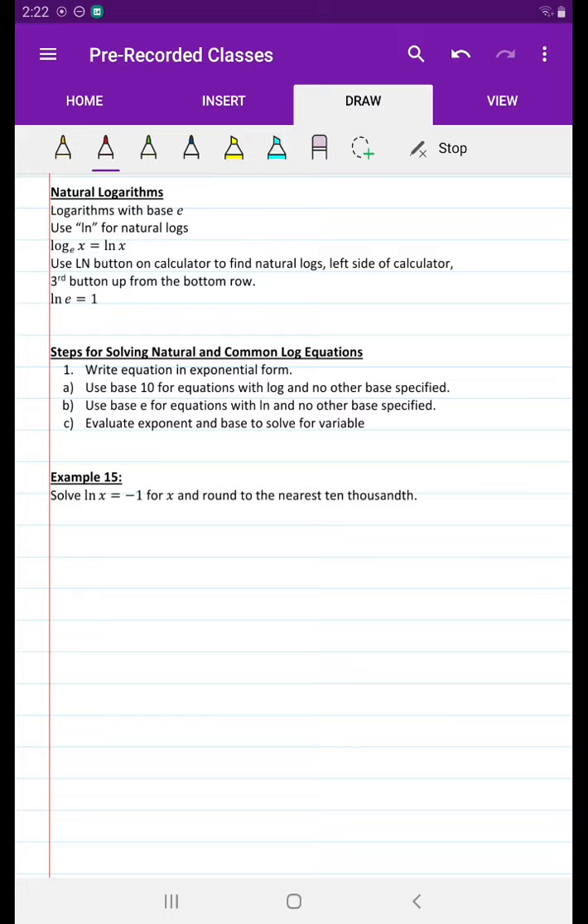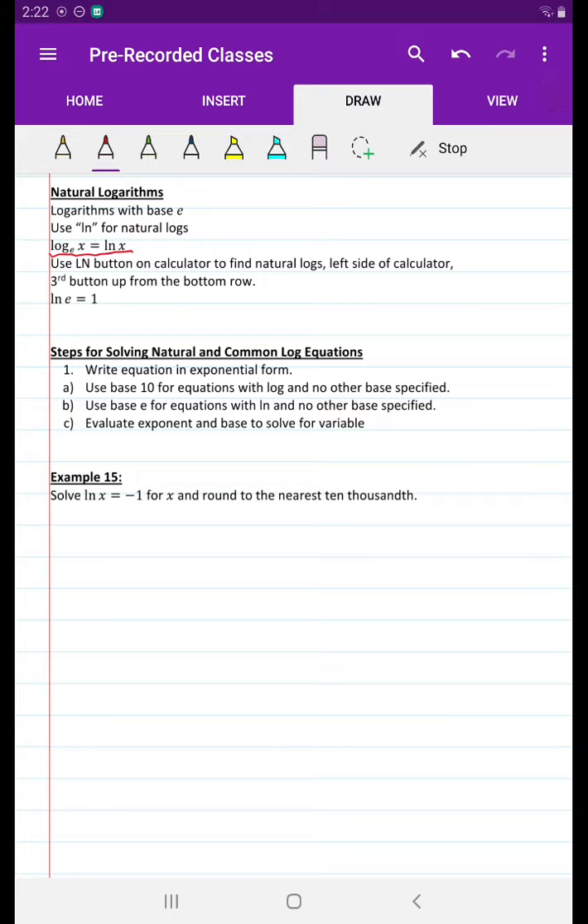So natural logs, these are logs with a base of e, and so you can use ln for natural logs. And so if your base is ever e, you don't have to write it, and you can just change the whole thing to ln of x to stand for natural log.